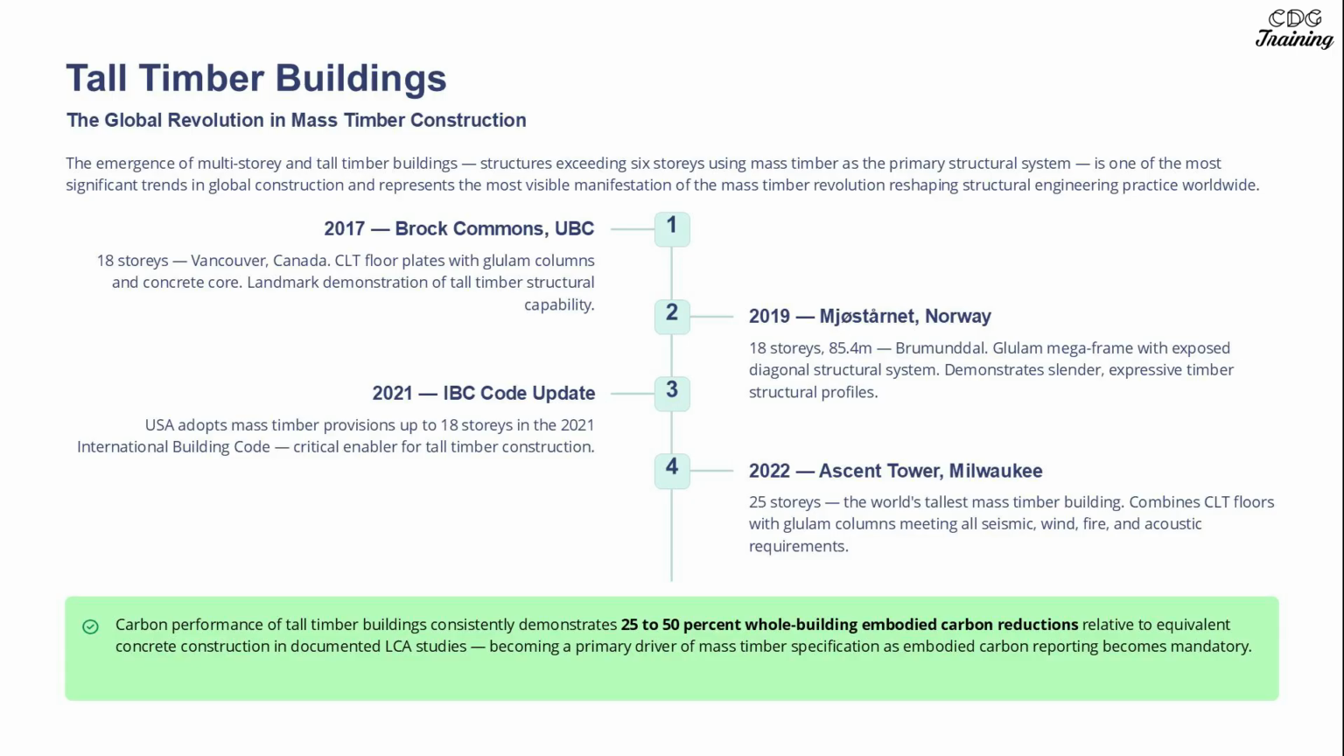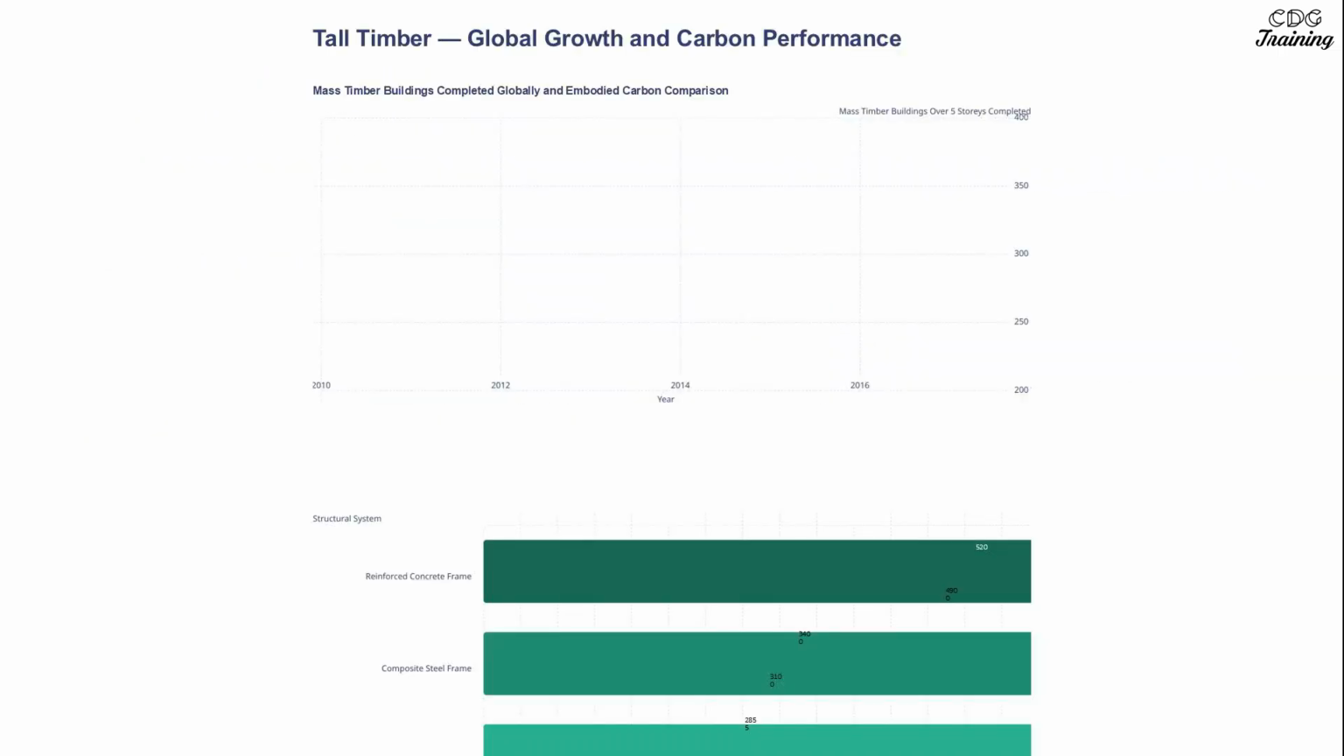Tall timber buildings showcase the potential of mass timber construction, achieving significant carbon reductions and setting new standards for sustainable architecture. The global growth of tall timber buildings highlights their role in reducing carbon emissions, with innovative designs pushing the boundaries of sustainable construction.